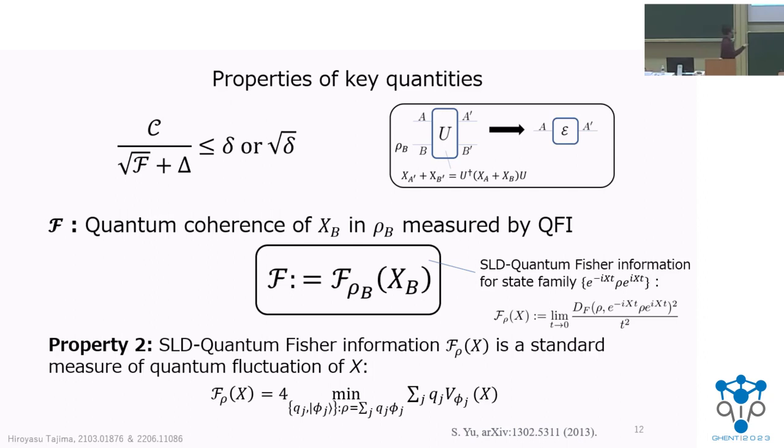Here, F_low(X) is equal to the minimum average of the variance of this quantity X of the pure states psi_j. Here we take the minimum over the ensembles {q_j, psi_j} running over the pure-state ensembles of rho, including non-diagonal pure ensembles.